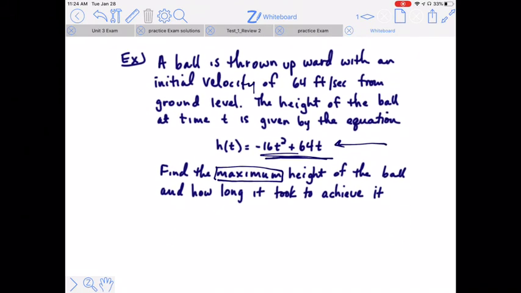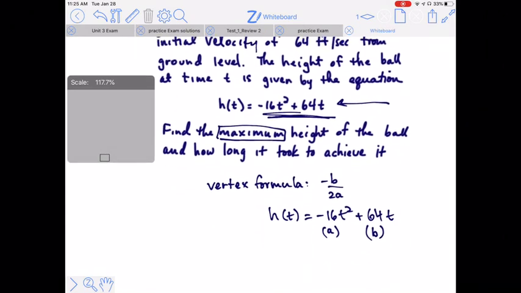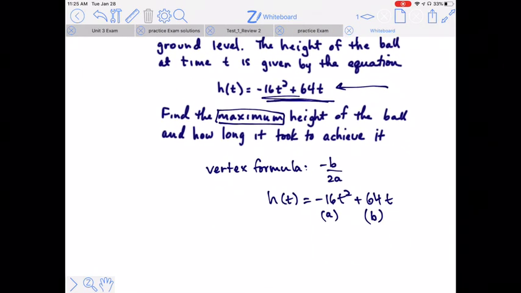So finding the vertex, I'm going to use the vertex formula, and remember the vertex formula is the opposite of b divided by 2a, and I've got this function here where this is b and this value here is a. So the opposite of b over 2a is equal to the x value.